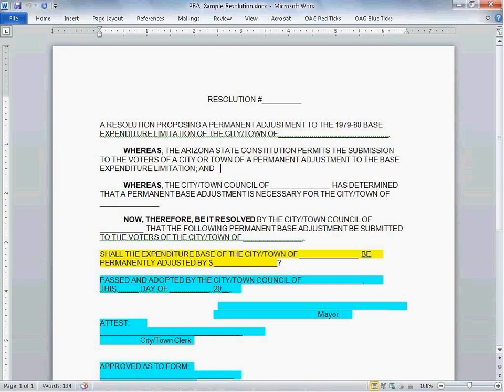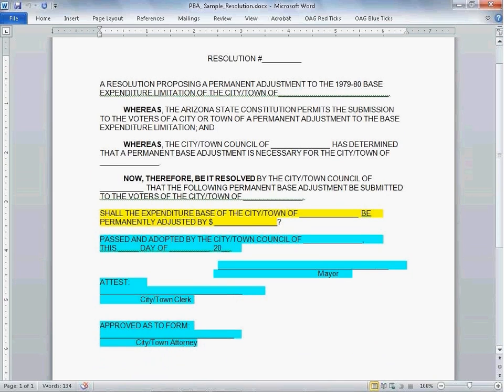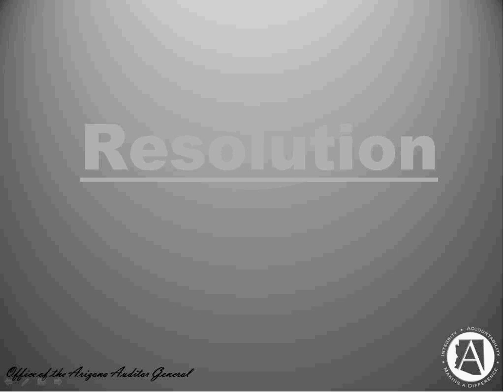Also note, highlighted in blue, that the resolution submitted with the permanent base adjustment proposal must be adopted and an assigned copy must be submitted before we will begin our review. Per Article 9, Section 20, Subsection 6 of the Arizona Constitution, the resolution requires a 2/3 vote of council members.